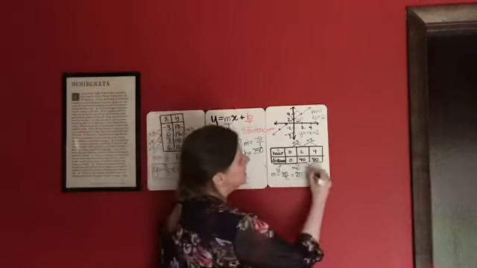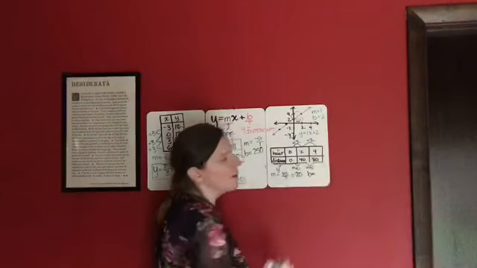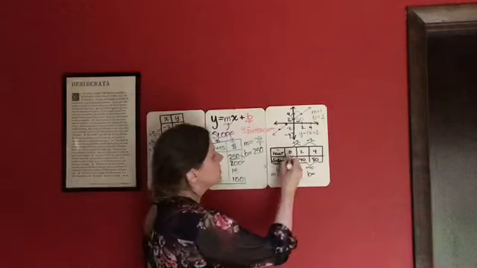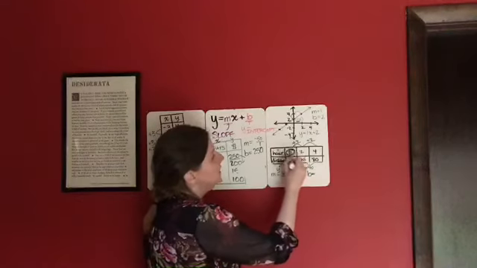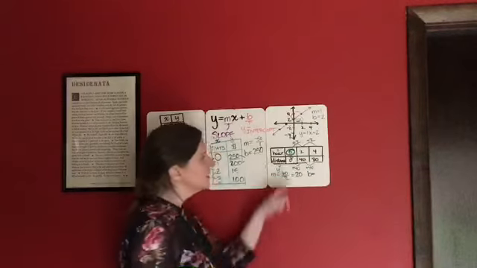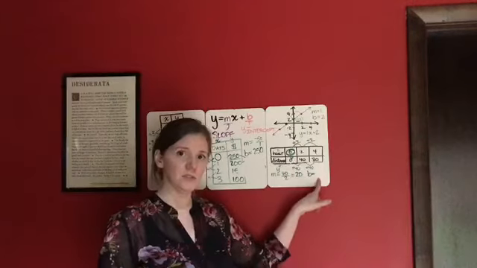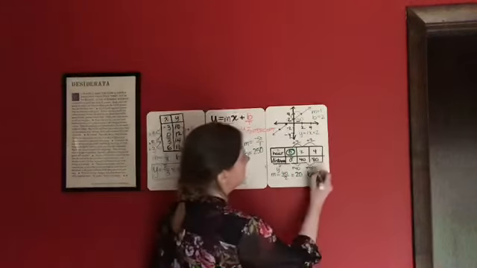The last thing I need is my b value. That's my y-intercept. That's where x equals 0. So where x equals 0 is right here. And I notice that at that place, y also equals 0. So my y-intercept is just 0.